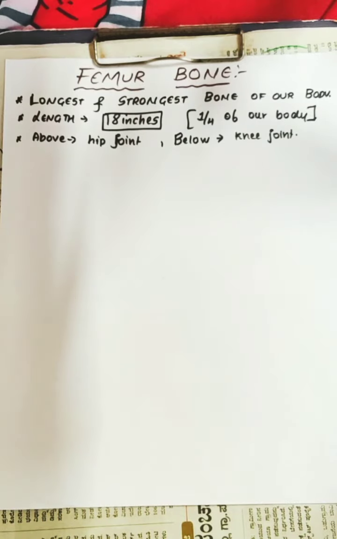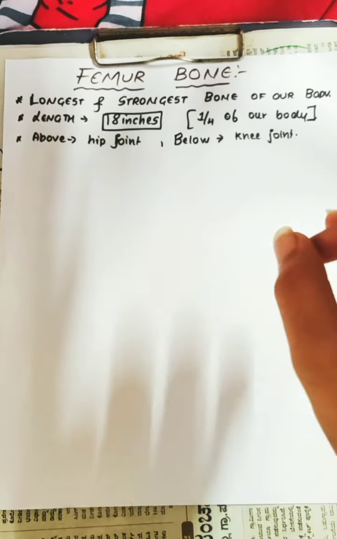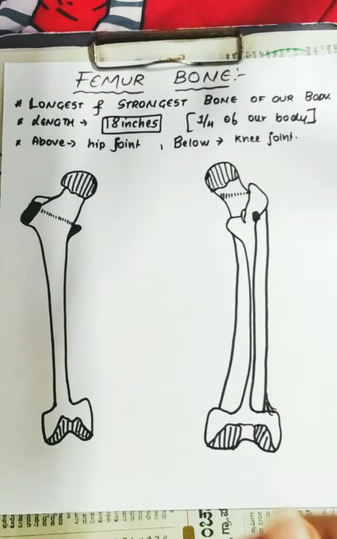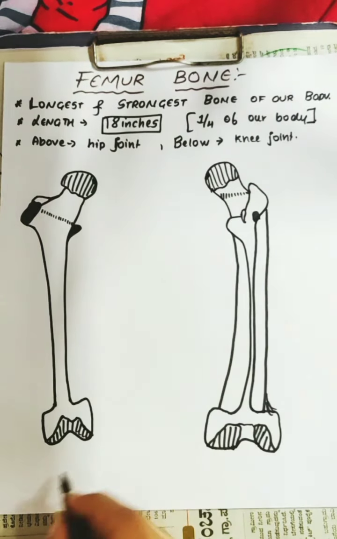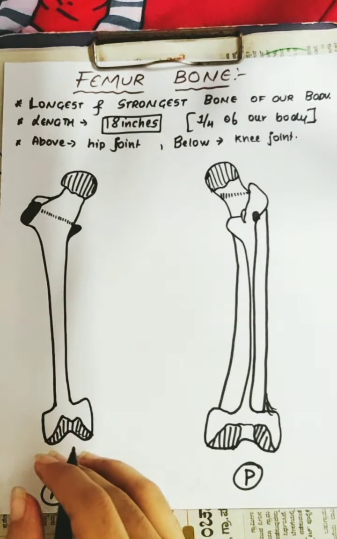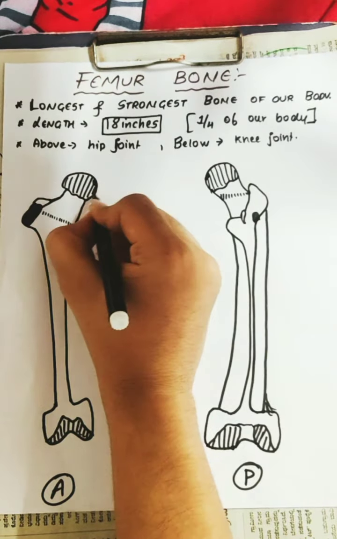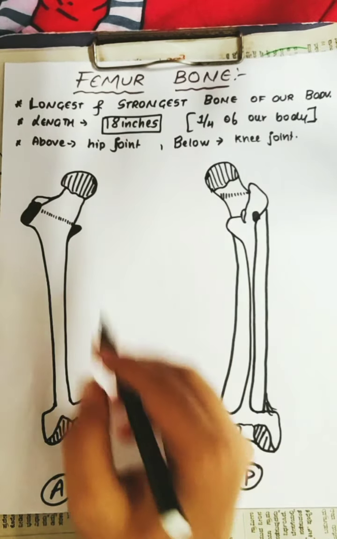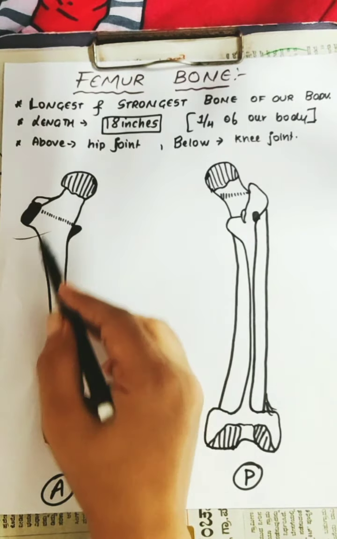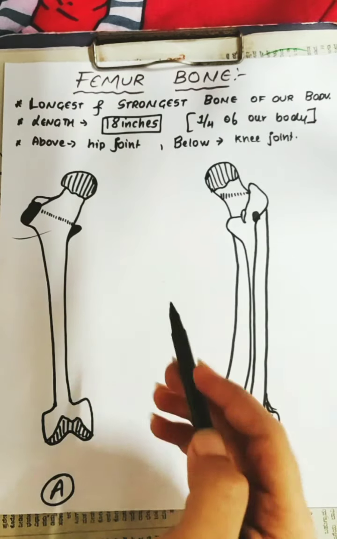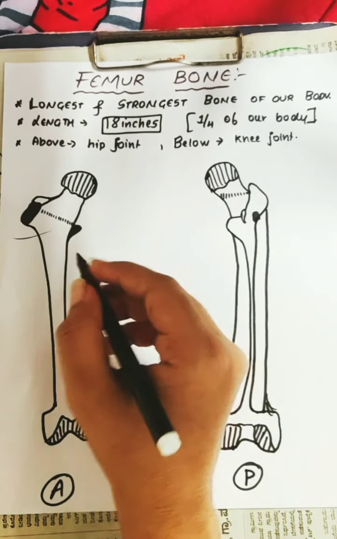Now I'll draw the anterior as well as the posterior view of the femur bone, just a rough diagram, so that you can understand it in a better way. So here we go. This is the anterior view and this is the posterior view. In the anterior view diagram, this is the head, this is the neck region, this is the shaft and this is the lower end. I'm not that good at drawing, I have just drawn a rough diagram.